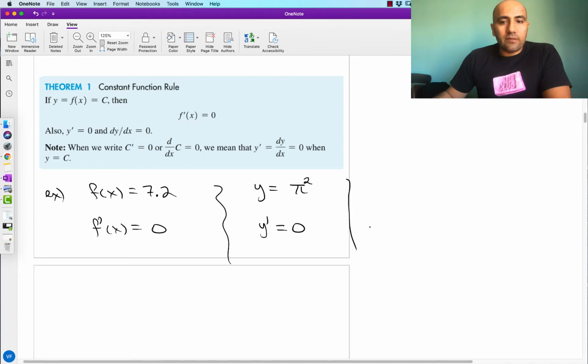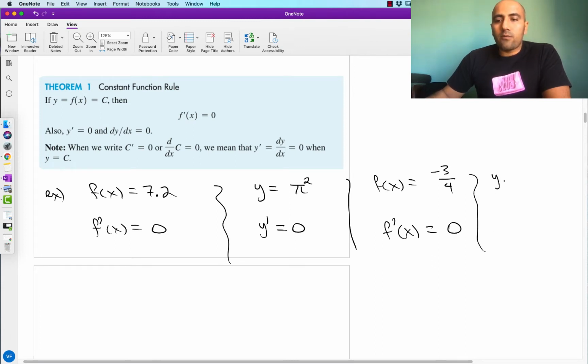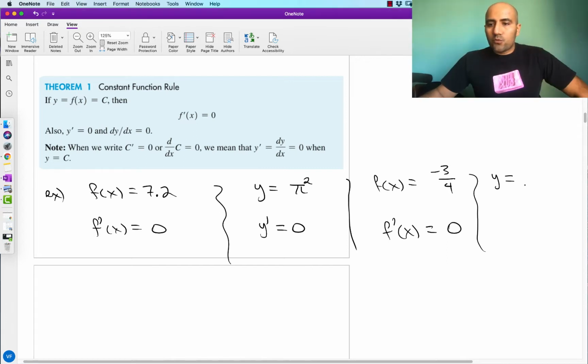How about the fraction equal to -3/4? Well, that's just some number. And so its derivative is equal to 0. If y was equal to the square root of 3, then we can write d dx of y, or we could write d dx of root 3. Either way, the answer is 0, right?